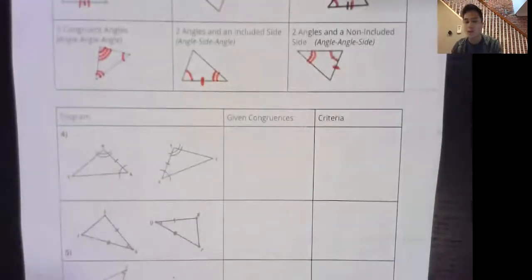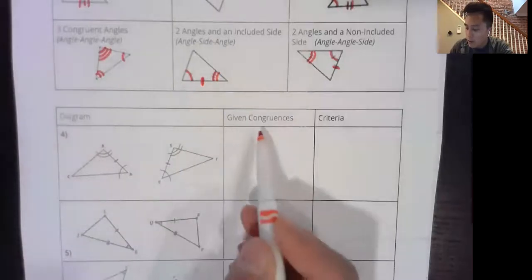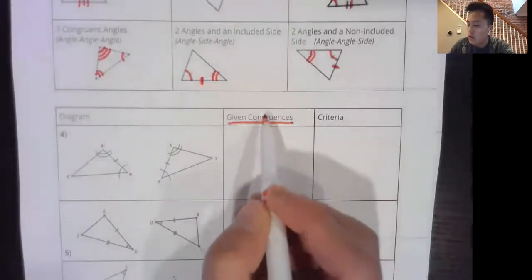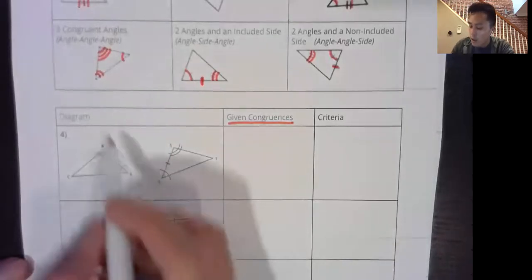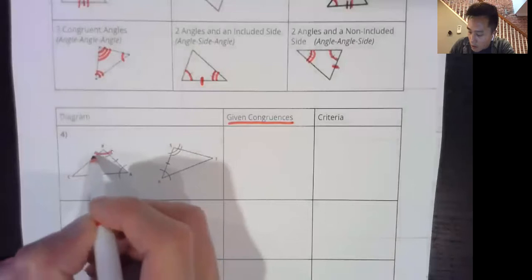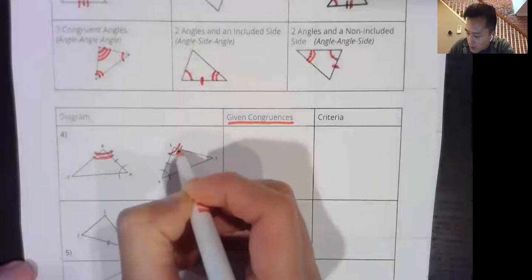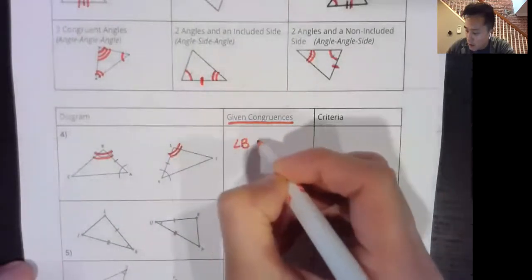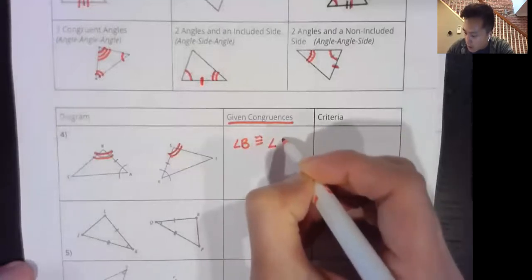Okay, let's look at number 4 now. In number 4, we have 3 parts. So I'm going to start by listing the given congruences. Given congruences are only the congruences that we know from the markings, not all of them. I know that angle B up here, with 2 arcs through it, is congruent to angle S because it also has 2 arcs through it. So I'll say angle B is congruent to angle S.